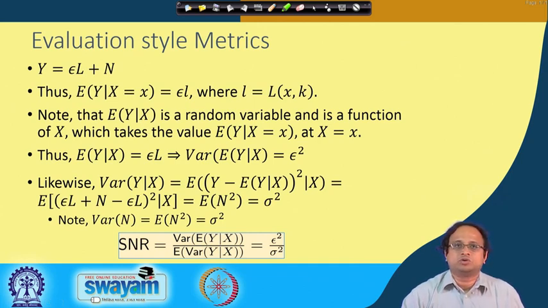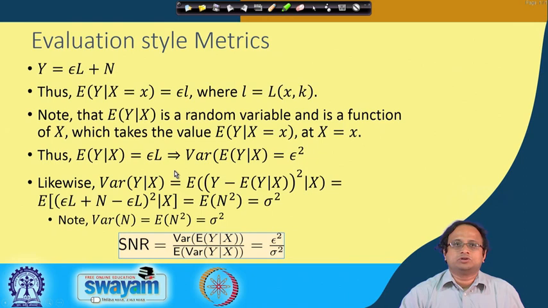Actually, the expectation of y given x is a random variable and is a function of x. The way we see it is that it takes the value of E y given x equal to small x at x equal to small x. So, the expectation of y given x is nothing but epsilon L. I can replace this value L by the random variable epsilon L. Now if I want to calculate the variance of this, it is nothing but epsilon square times the variance of L, but the variance of L was assumed to be 1. So, we get epsilon square.